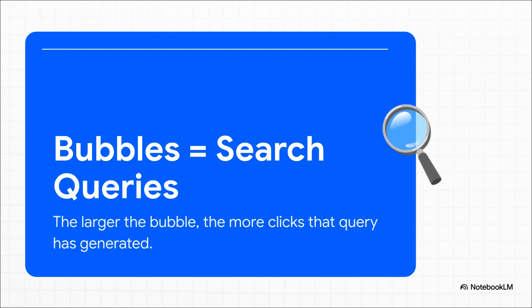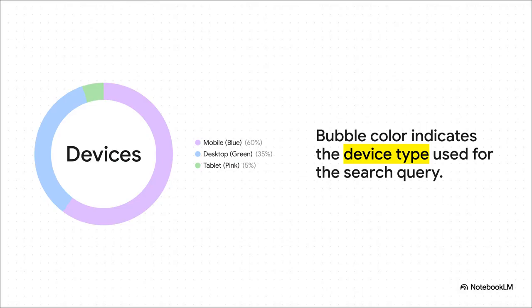Now for the fun part, the bubbles. Each and every bubble you see on this chart represents a specific search query that real people typed into Google to find your site. And its size tells a really important story. The bigger the bubble, the more clicks that query has brought in. Simple as that. And there's one more critical layer here, color. Each bubble's color tells you the device type, so maybe blue is for mobile or green is for desktop. This is so powerful because you can instantly see not just what people are searching for, but how they're searching, and that tells you where you need to optimize.